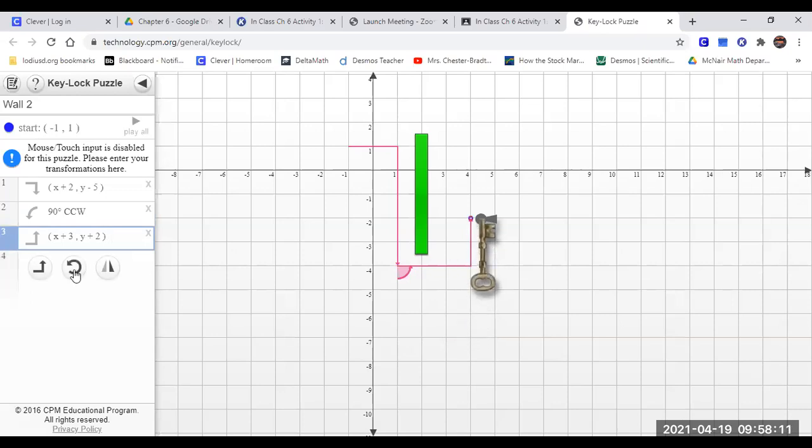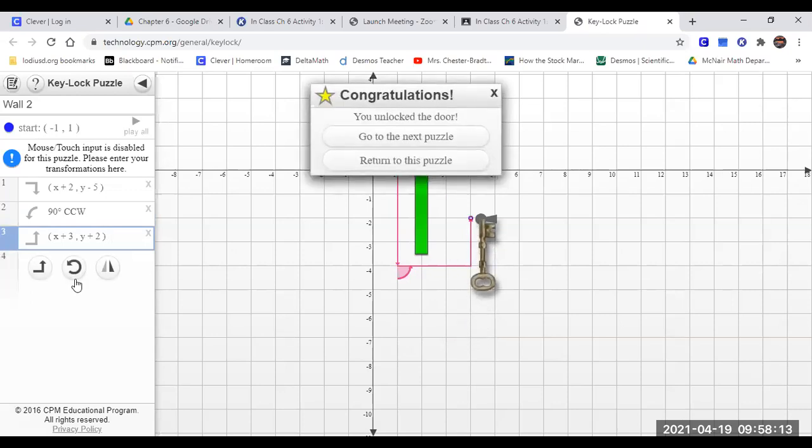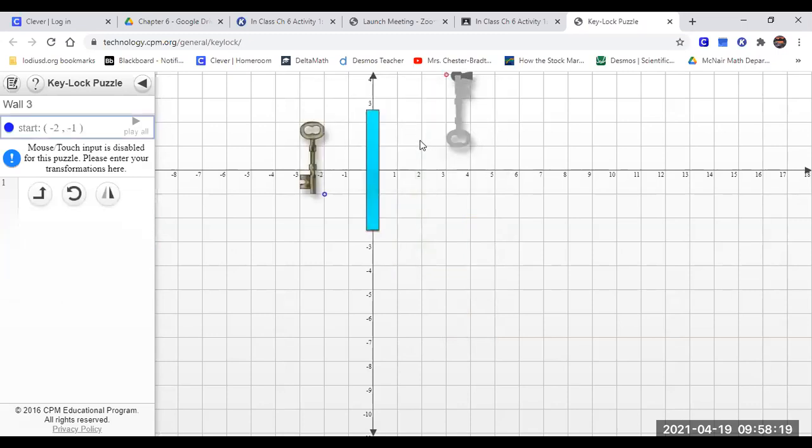Let's see. Oh, yay. Okay. Here we go. Oh, look, another one of these with the wall. Now, remember, we cannot flip, we cannot slide, we cannot spin.